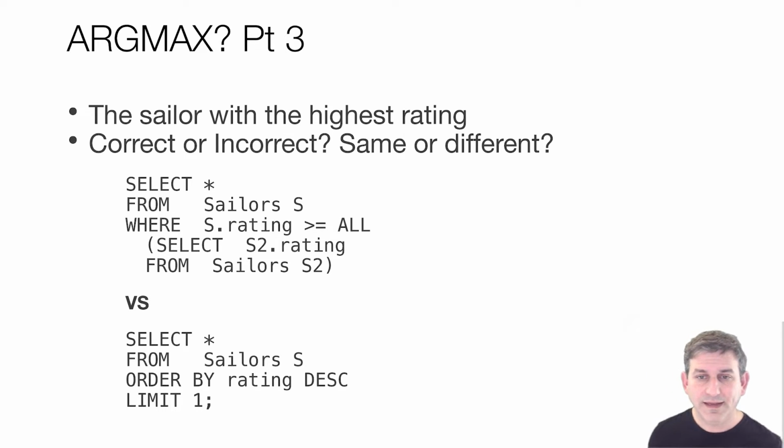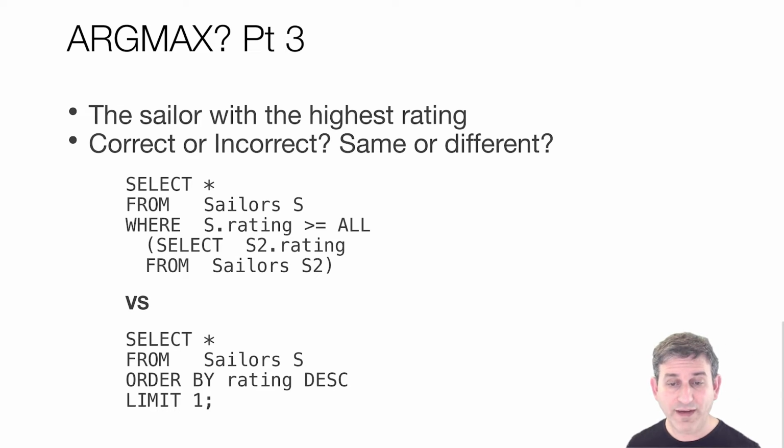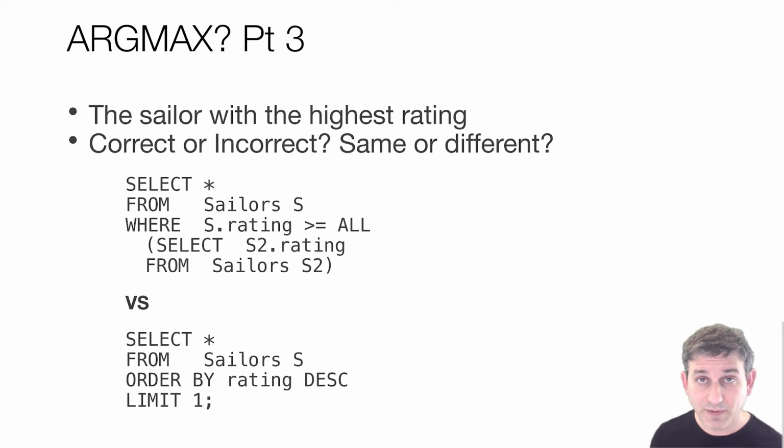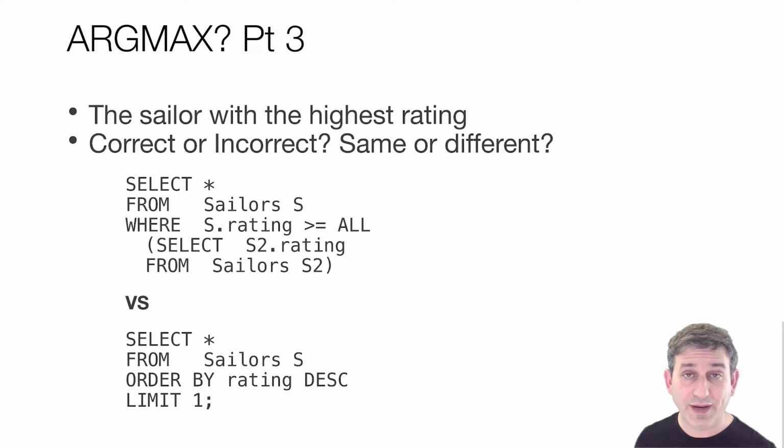All right. Now, once again, at the top, we've got the query we had before. Sailors s, where s.rating is greater than or equal to all of the ratings in sailors. But the query at the bottom is a different way of expressing argmax, perhaps. Here what we're going to do is take all the sailors, select star from sailors, all the columns of all the sailors, but before we present them in the output, we're going to order by rating in descending order, and we're going to limit the answer to the first row. So we should get the sailor that has the highest rating. Is that correct? It is. So that gives you the argmax.